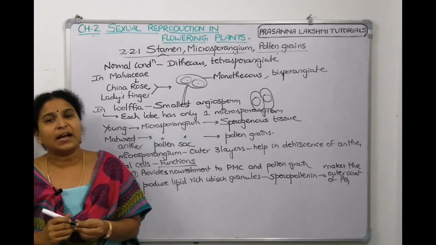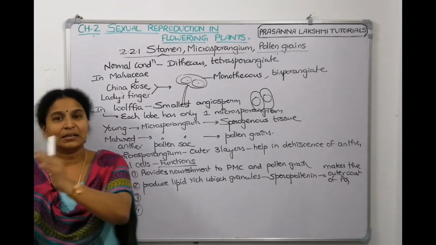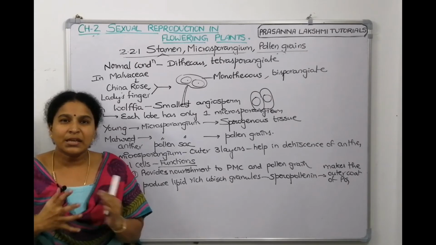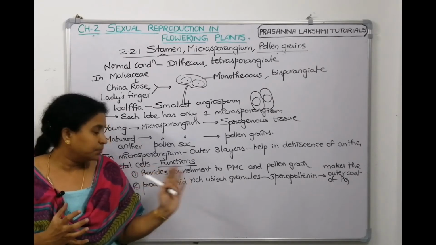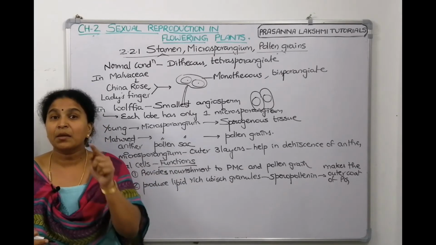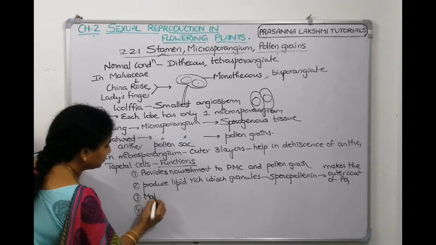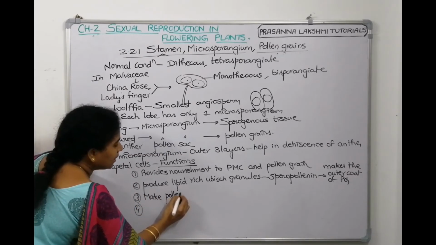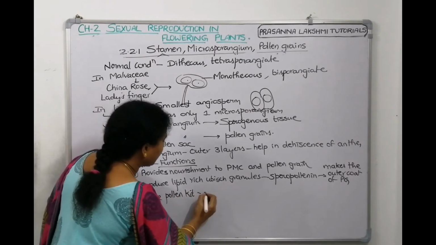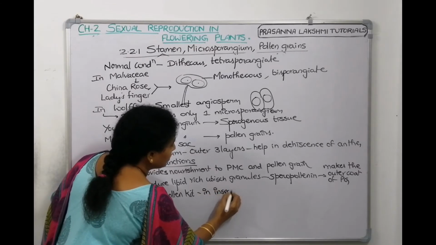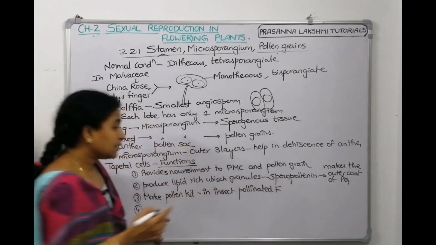In entomophilous flowers, the pollen grain should stick to the insect body so that it can carry it to the stigma. The sticky nature of the pollen grains is called pollen kit. So these Ubis granules also help in making the pollen kit in insect pollinated flowers. This is one more role.